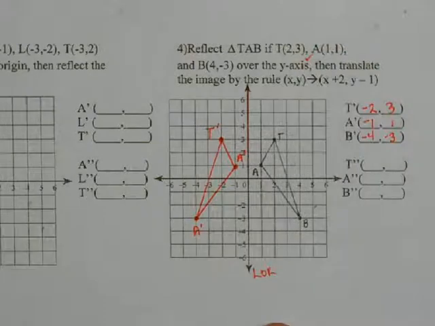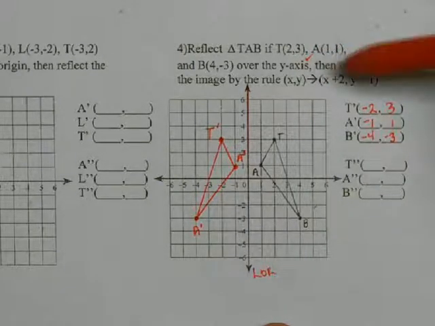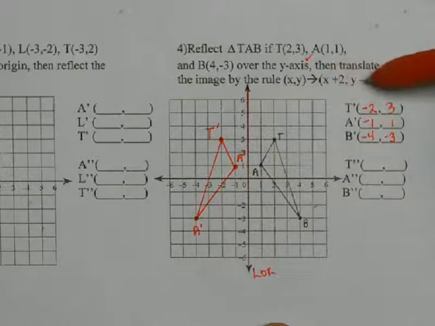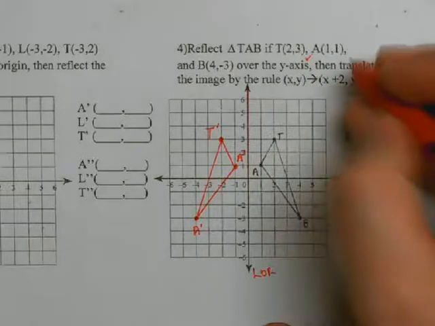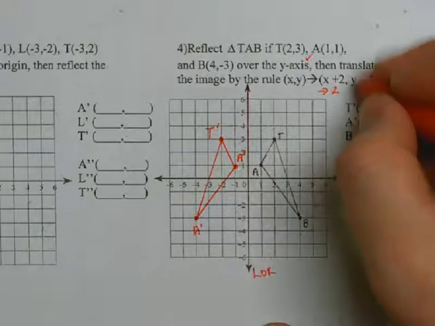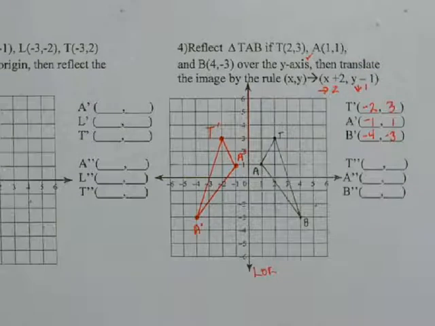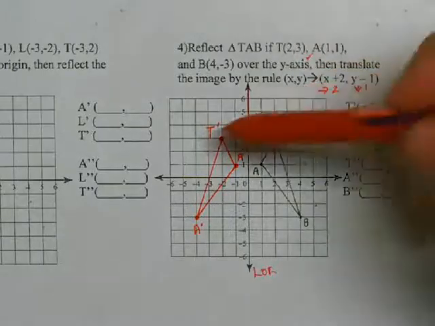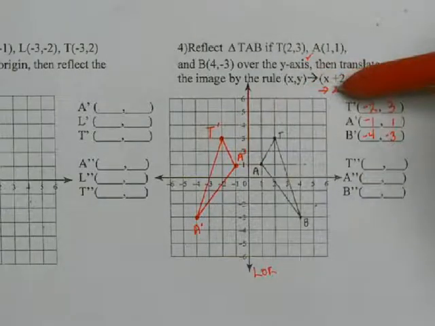We can check mark. Now it says, then translate the image by the rule x plus 2, y minus 1. So x plus 2, x deals with the right, so that's right 2 since it's a positive, and y minus 1 would be down 1 because y deals with up and down. So now I'm going to take each image and go right 2, down 1.